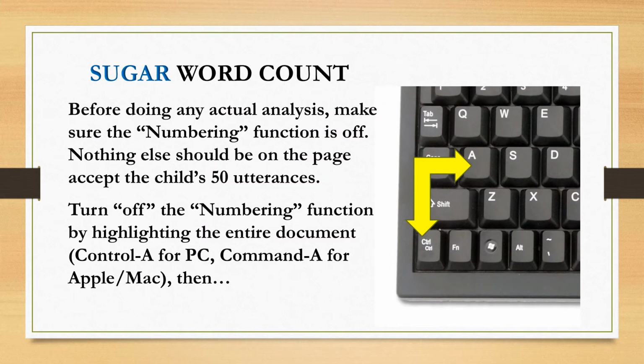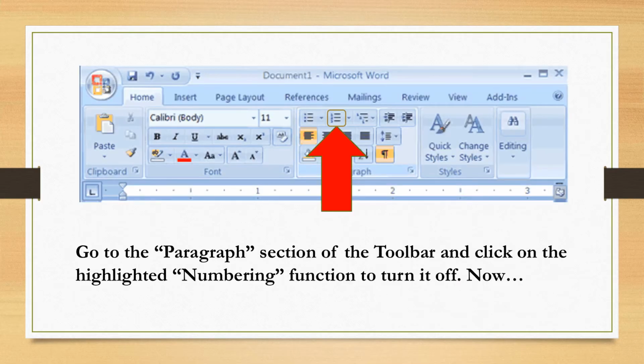Most likely, you have each utterance numbered. Your computer sees these numbers as words, so we need to turn off this function. This is really easy to do. Highlight the entire document by pressing Control and A at the same time. Go to the toolbar at the top of your screen. The number function should be highlighted. Simply click on this function and all the numbers should disappear, leaving you with just the utterances.